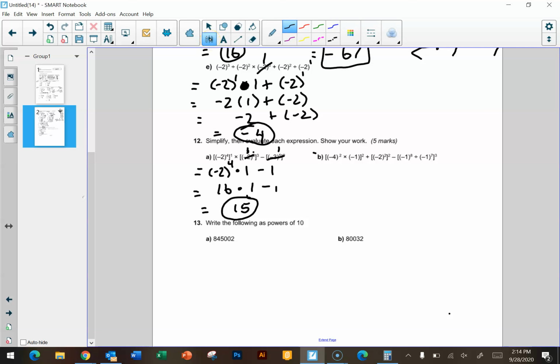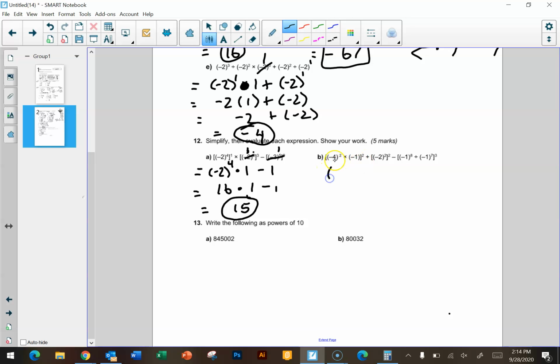Next, is there anything we can do to make our life easier here? Not really. I don't see any 0 exponents. I do notice that there's a negative 1, negative 1, negative 1, so I could probably use that at some point to make things a little simpler. But until then, let's just work from left to right, and brackets first. We've got negative 4 squared times negative 1, and that's all to the power of 2. Let's just do what's inside the brackets first and worry about the power of 2 later.